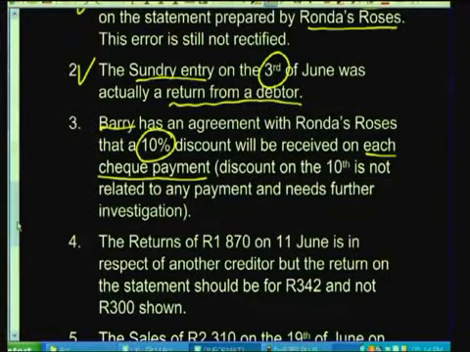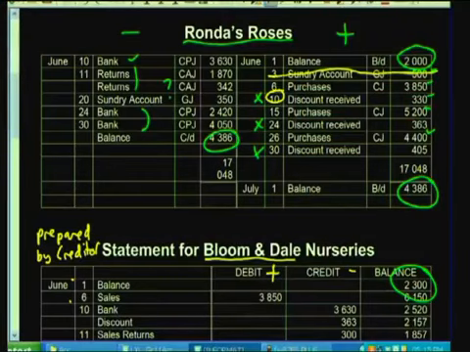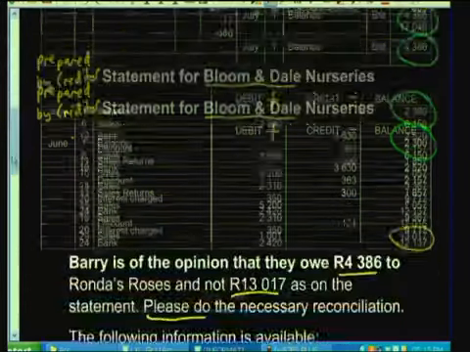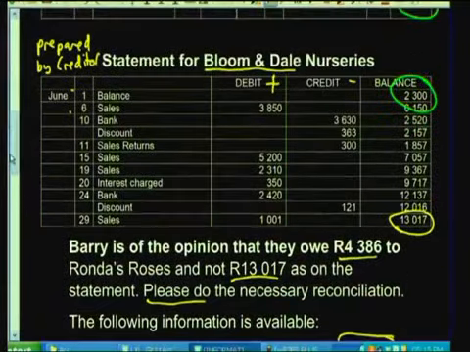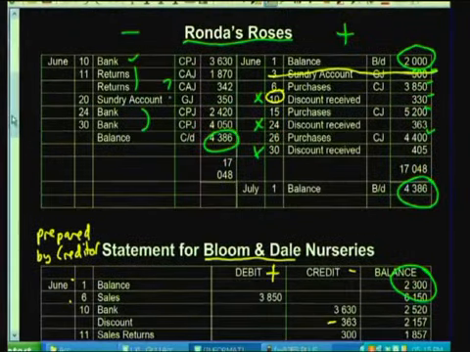But it tells us that the discount on the 10th is not related to any payment, and this discount needs further investigation. So obviously, we have made a mistake again, because if you look over here, here is the discount that they're talking about. This discount is not related to any check that we can see. If you look over here, on the 10th, there was, on Bloomingdale Nursery statement prepared by the creditor, they're speaking about a different amount. They're speaking about a discount of 363 Rand, which is another one that we've recorded. So the 330 does not relate to any payment, so it needs to be investigated.